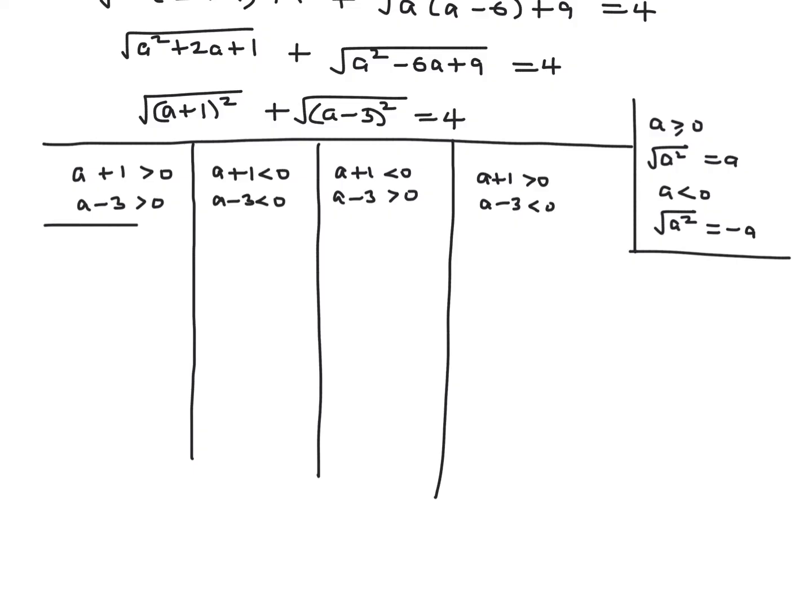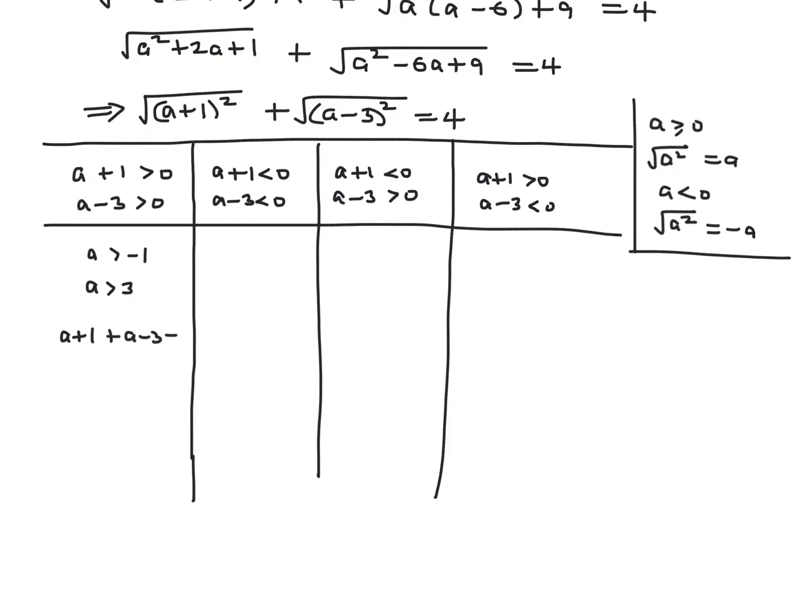Okay, so let's see what we get for each of these. So if a plus 1 is greater than 0, that means a is greater than negative 1, and then a would be greater than 3. So what that really means is that both of these are positive. So if we apply those to that expression, it would basically mean a plus 1 plus a minus 3 is equal to 4. So that means 2a minus 2 is equal to 4. So 2a is equal to 6. So a is equal to 3.